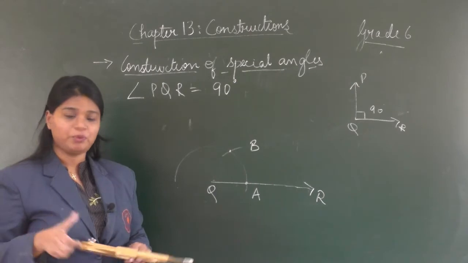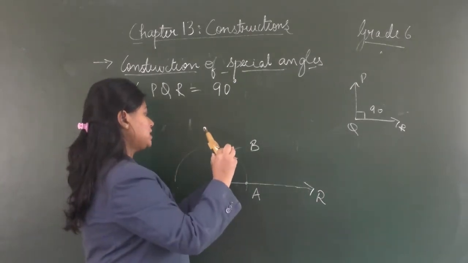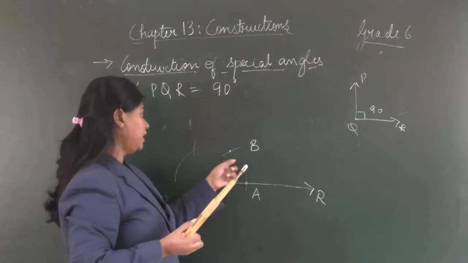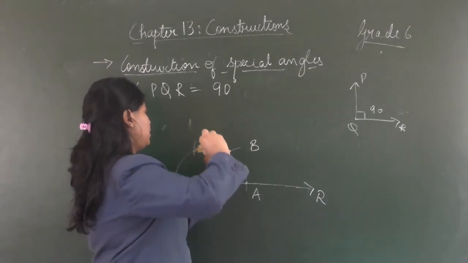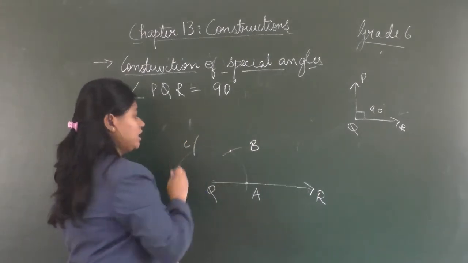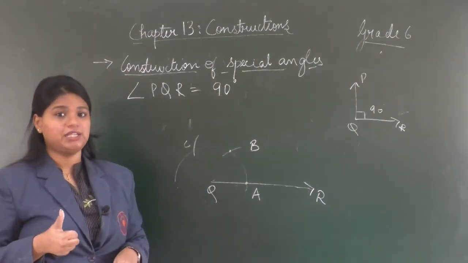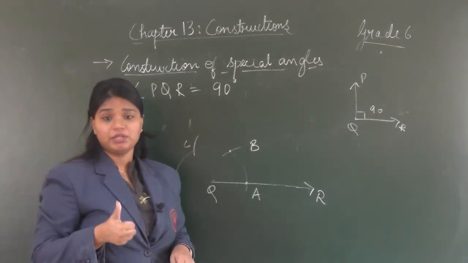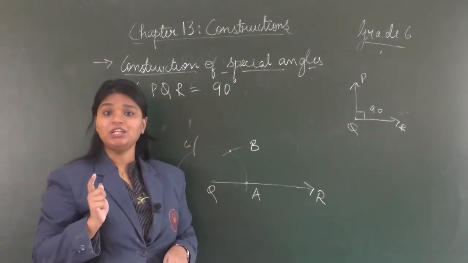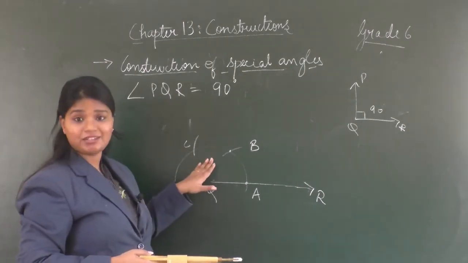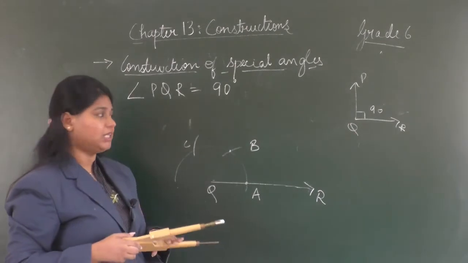Now let's draw 120 degree. So I will repeat this step. I will keep the needle on point B and I will draw another arc and let's name it as C. We obtained 120 degree. Now 90 degree comes in between of 60 degree and 120 degree. So we need to construct a bisector of 60 and 120 degree.